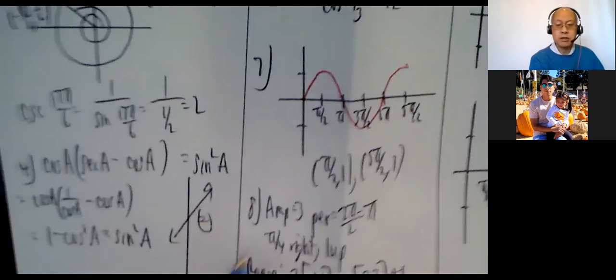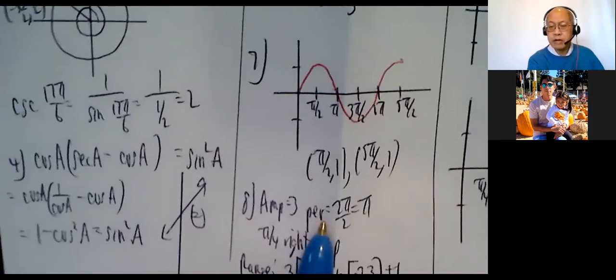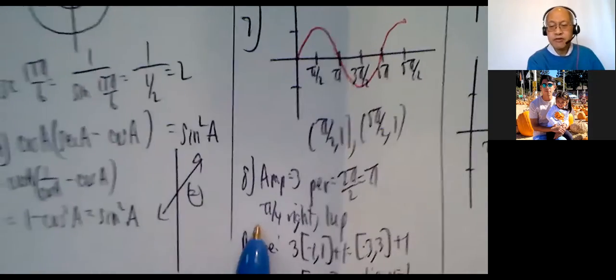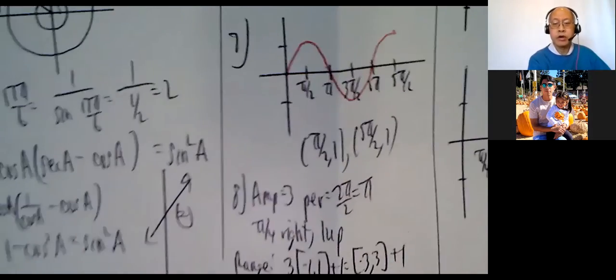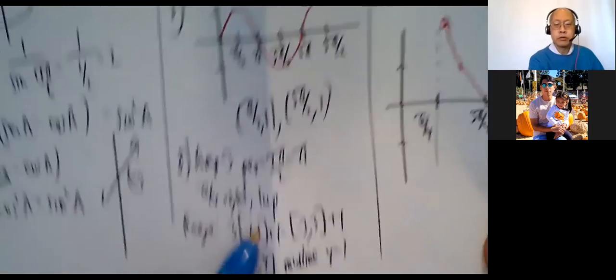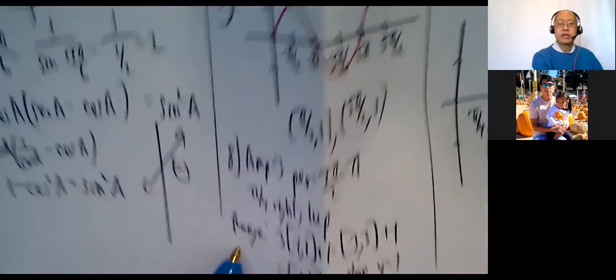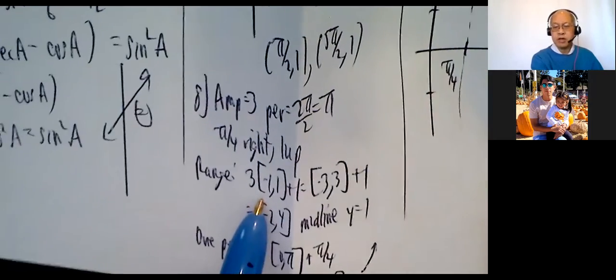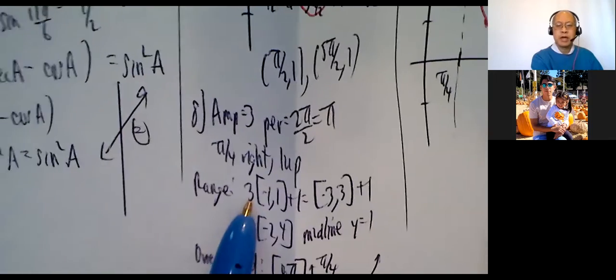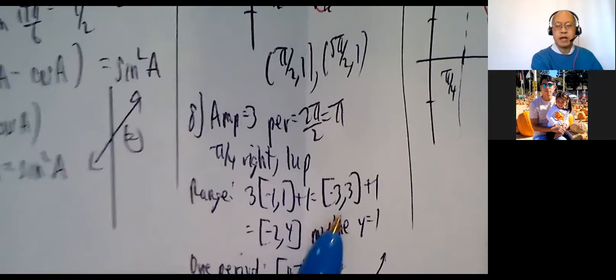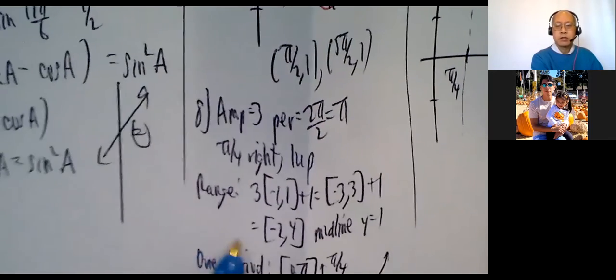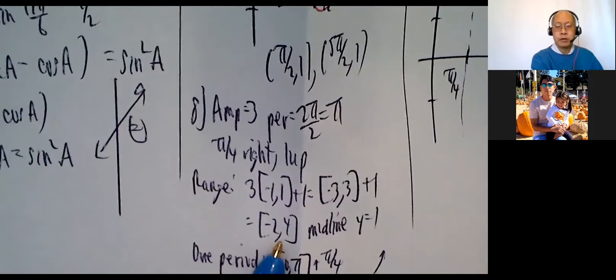Number 8, the amplitude is 3. Period is 2 pi divided by 2, which is pi. Shift 5 pi over 4 to the right and 1 up. So the normal range is from -1 to 1 for either sine or cosine, multiplied by 3 and add 1. So you're going from -3 to 3 plus 1. So -2 to 4 is the range. Midline of y equals 1.